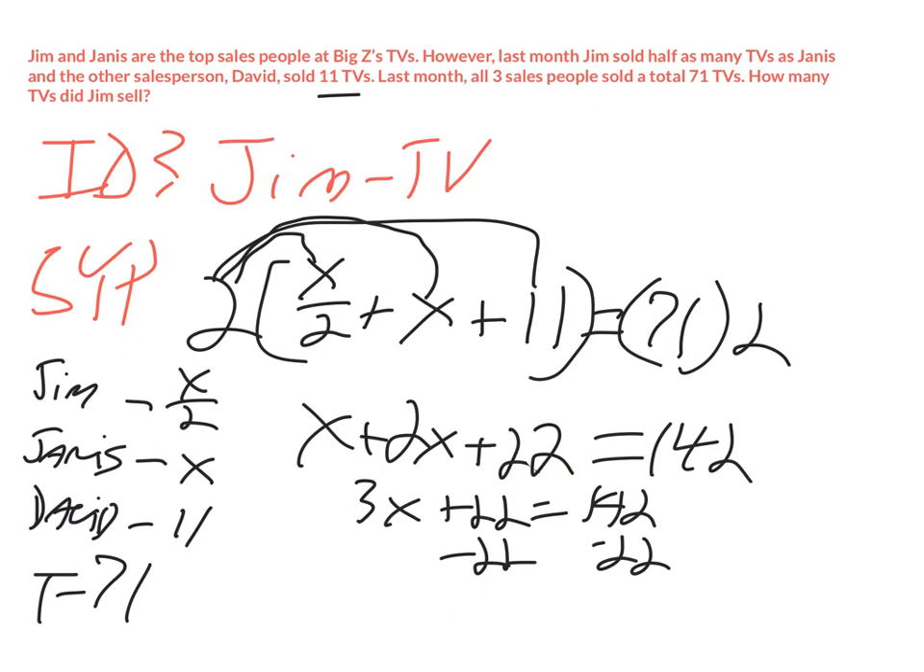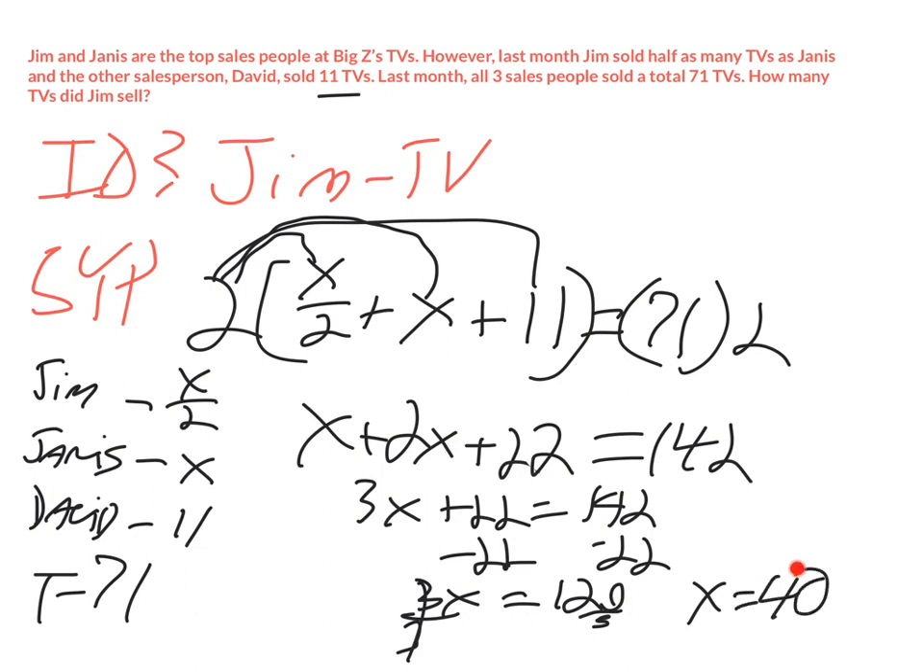If I do it over here to this side, I have to do it to this side. That crosses out. That leaves me 3X equals 142 minus 22 is 120. And so right here I have X multiplied by 3. So the opposite of that is division, X divided by 3. And if I divide this side by 3, I have to also divide that side by 3. That crosses out, leaving me X. And then 120 divided by 3 equals 40.